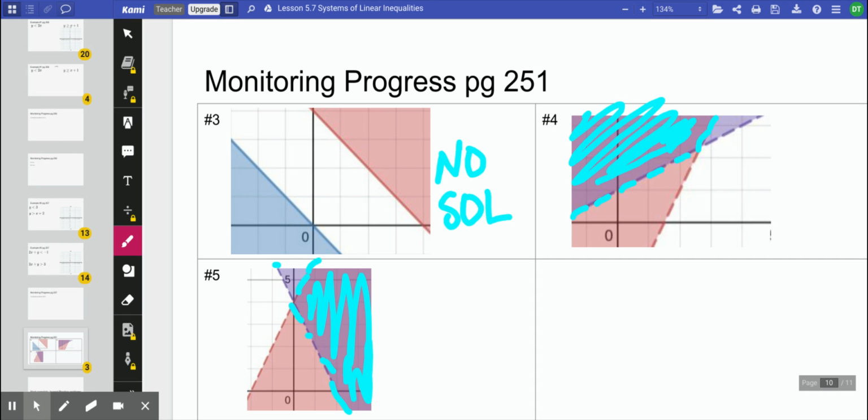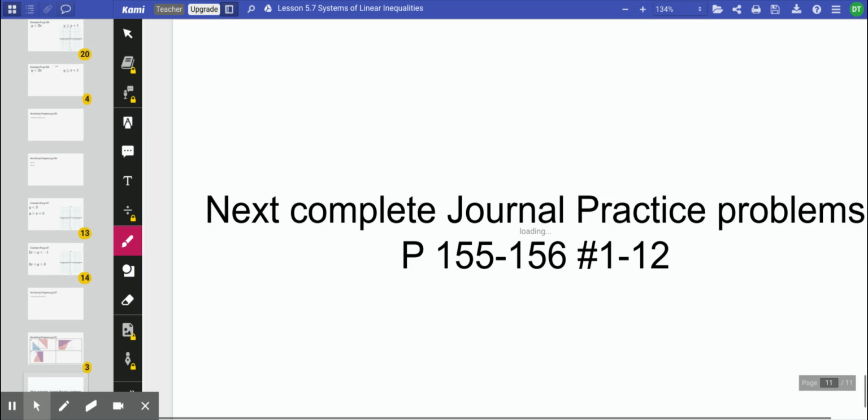So your next step is to go on to the journal practice problems on page 155 and 156, problems 1 through 12. Like I've said, the PDF is on Google Classroom. If you don't have a way to print them, do your best on notebook paper. If you have limited access to a printer, even just printing off some graph paper is really helpful for these sections. So if you need anything, you know where to find me, and I'll be glad to help you by scheduling a Google Meet.